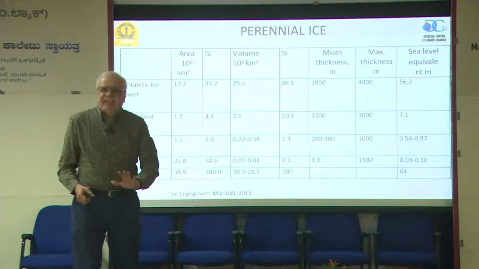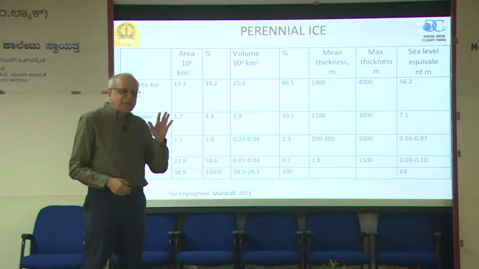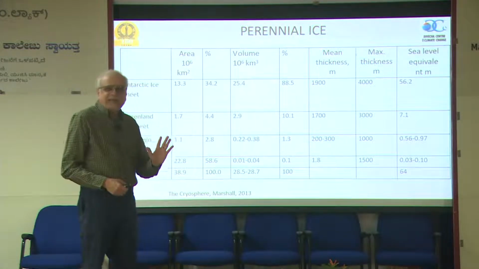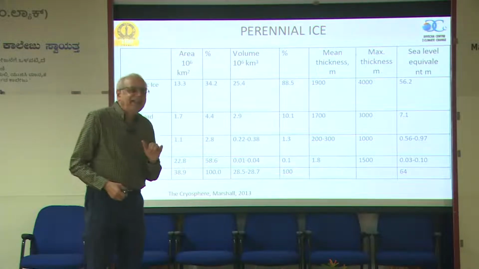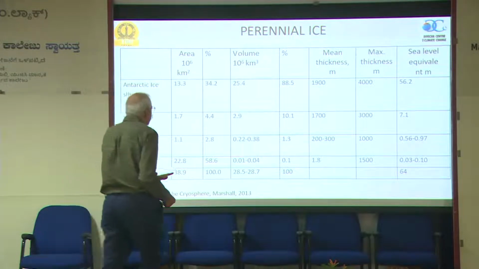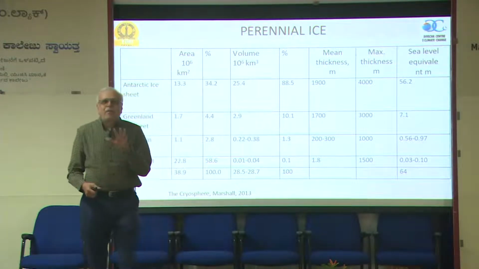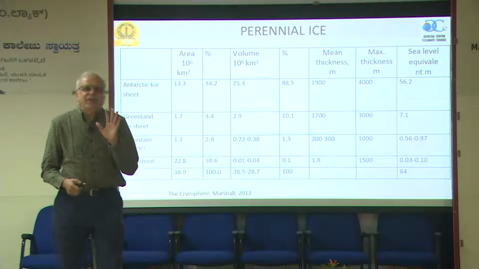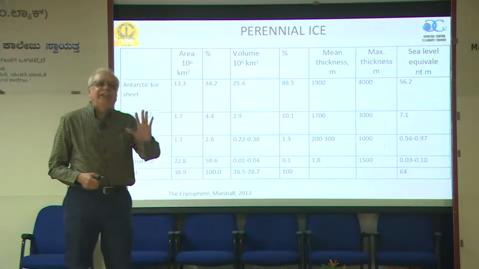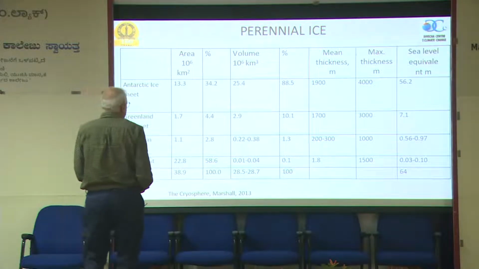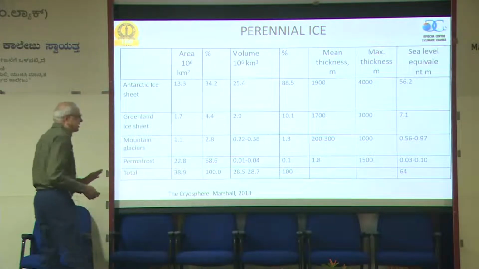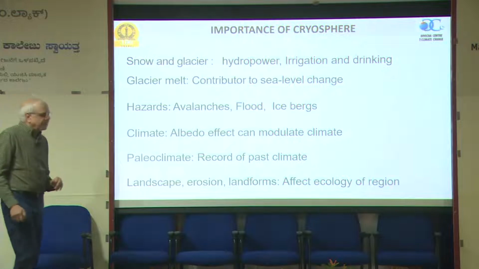You can imagine, those of us who come from coastal regions, like coastal Karnataka, or if you have visited Mumbai or Chennai or any other place, 64 meters can really inundate most of our infrastructure, our housing, and so many other things. So it is indeed going to be a major thing for humanity to understand how the cryosphere is going to change.